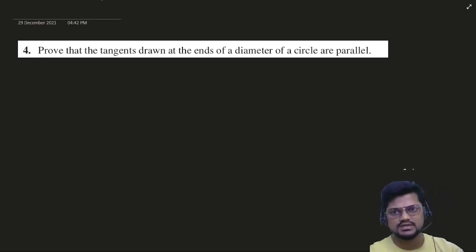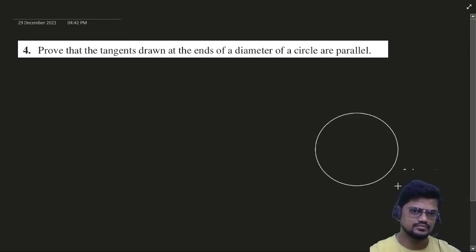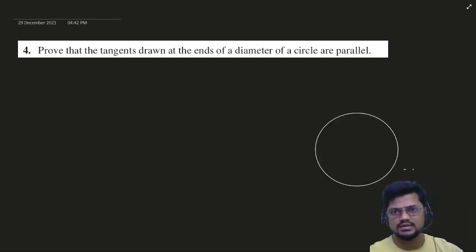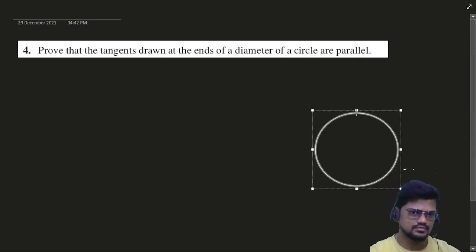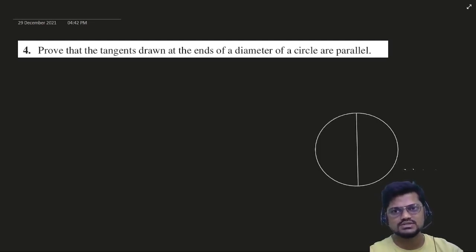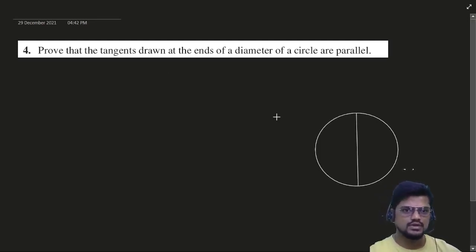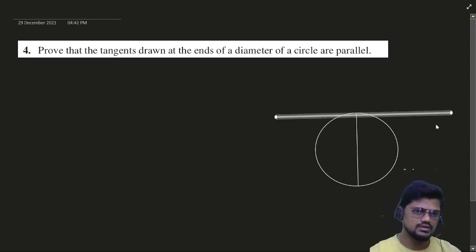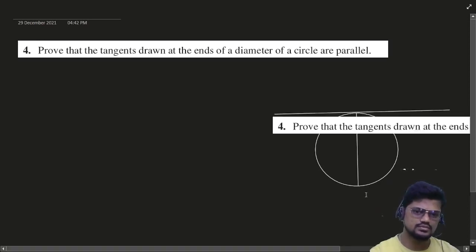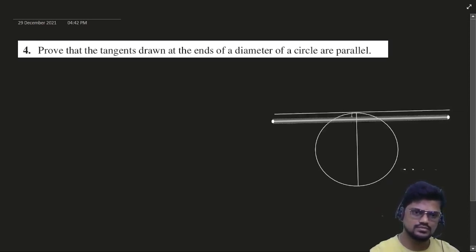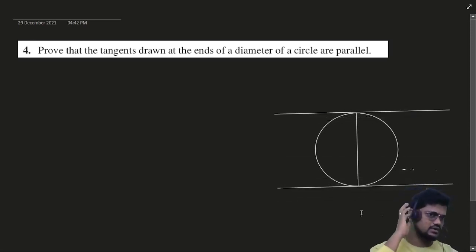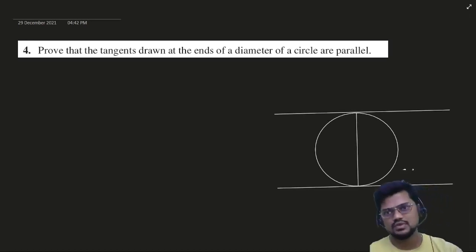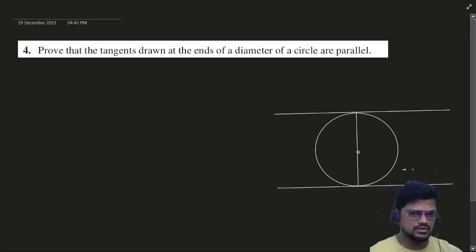That means, if this is my circle, and this is my diameter, and if I draw tangents at the ends of this diameter, one over here and one over there, okay, I have drawn tangents at the ends of this diameter, and this is the center of the circle.